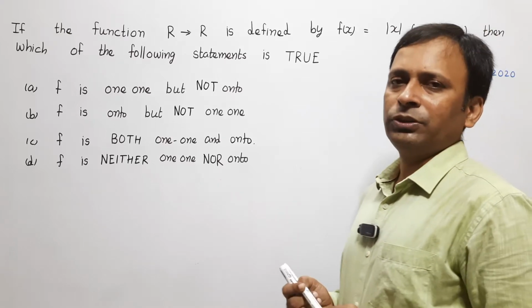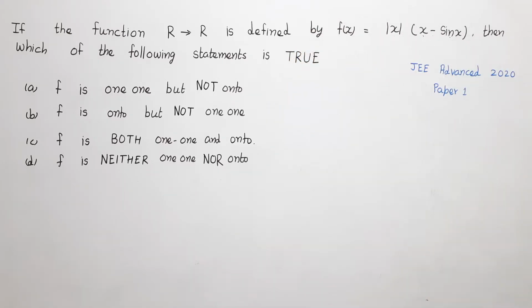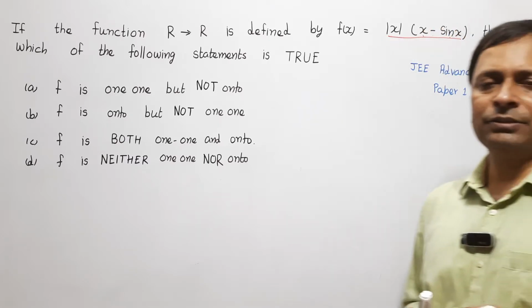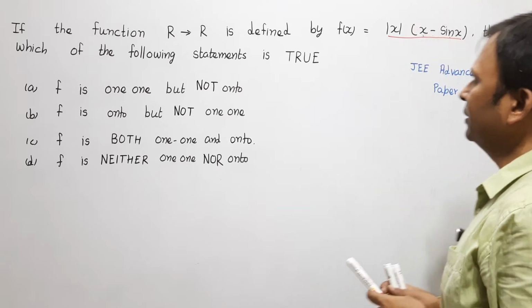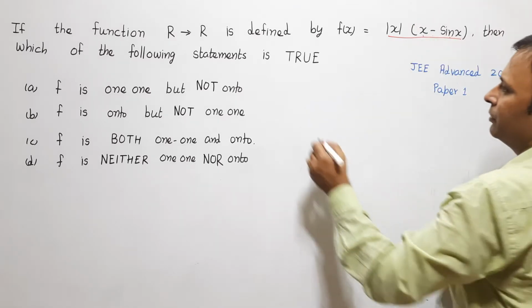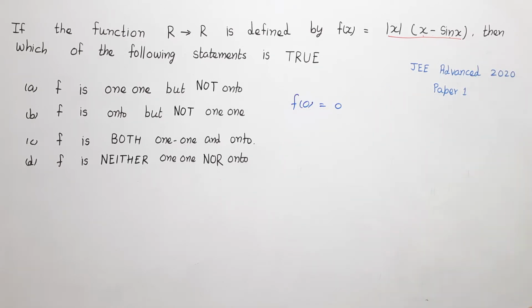Now how will we approach this problem? Let us first look at this function, which is |x| multiplied by (x − sin x). If I see what will happen when x is equal to 0, at x equal to 0 the value of the function will be equal to 0.